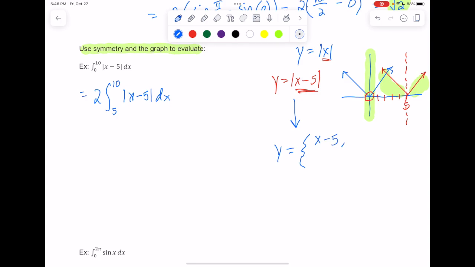It leaves it alone if what was inside of it was greater than or equal to 0, and it changes its sign if what was inside of it was less than 0. So if you take this x minus 5 is greater than or equal to 0 piece, and you add 5 to both sides, you see that the splitting point is that x is greater than or equal to 5 versus x is less than 5.